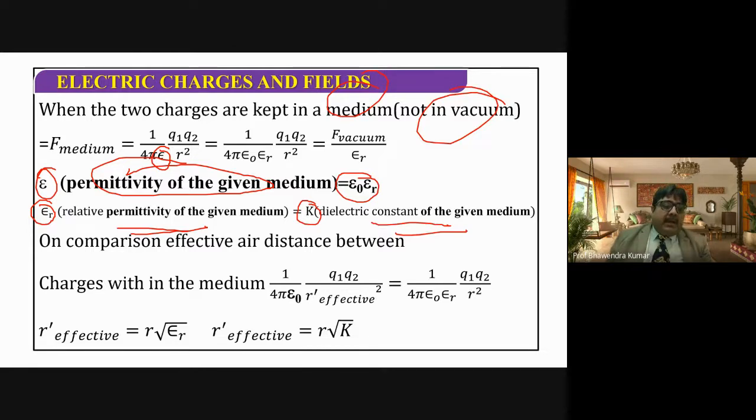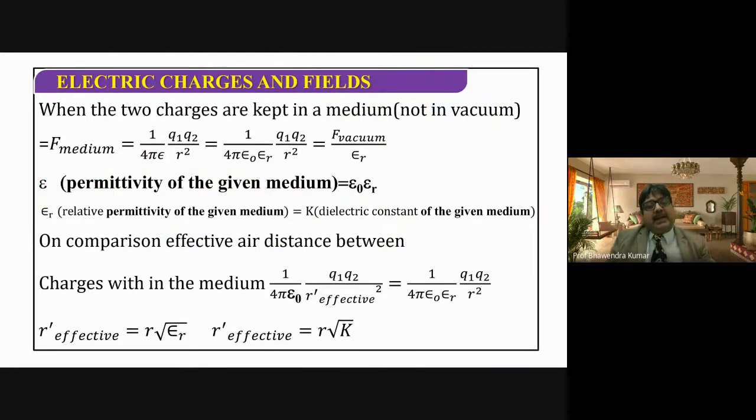Now, if we compare the distance between the charges when they are kept in vacuum and the distance between the charges when they are kept at a distance r in a given medium, the questions come where they will say that the two charges are kept at a distance r in a given medium. Suppose in water, the two charges are kept at a distance r. So at how much distance they have to be kept if they are kept in vacuum? Then this is the shortcut for that.